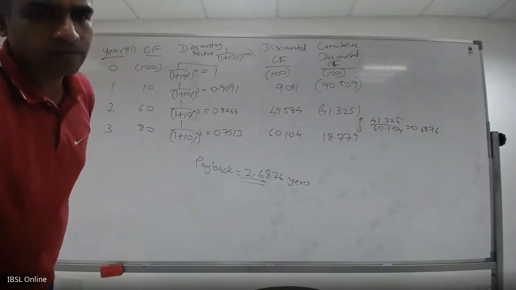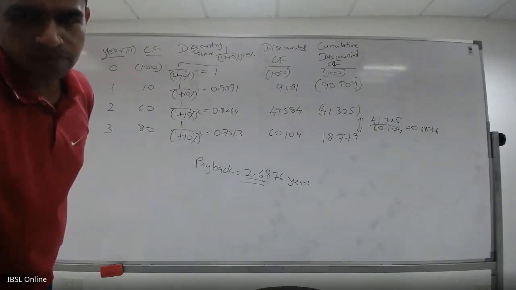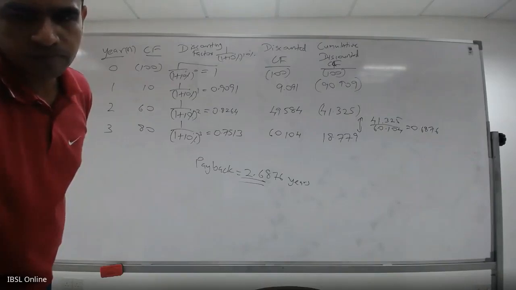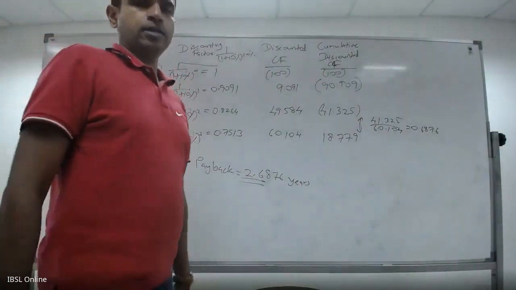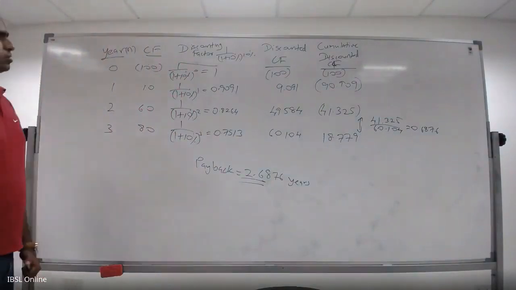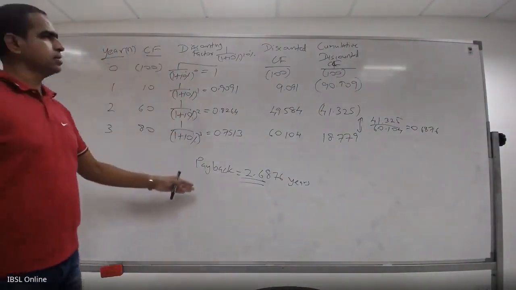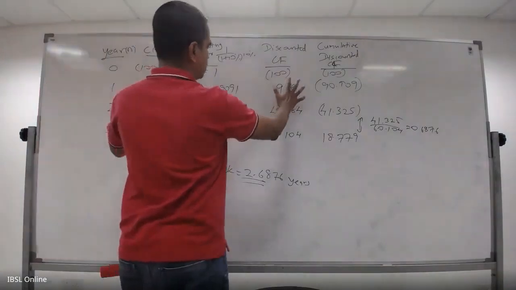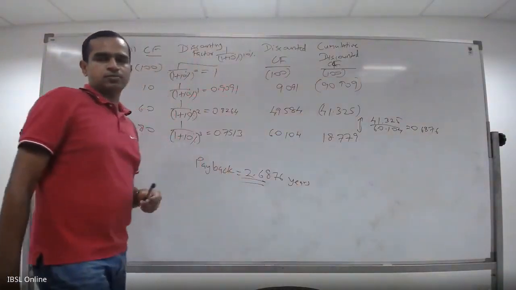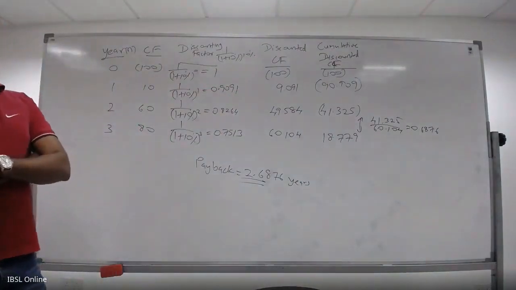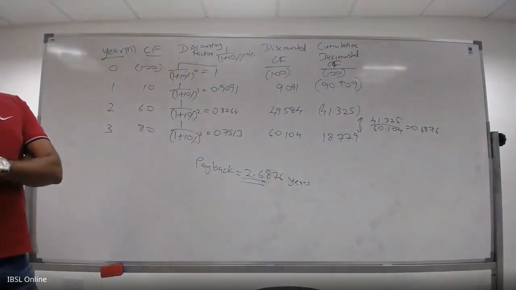Now, to go back a couple of slides. By the way, is this understood? Is this all clear? Yeah, so the only difference is you need to get discounting factors, get the discounted cash flows, and then you get the cumulative discounted cash flows. So that is the only difference. Otherwise, it is identical to payback. Hardly any difference.